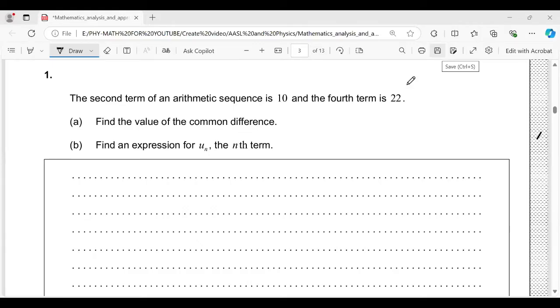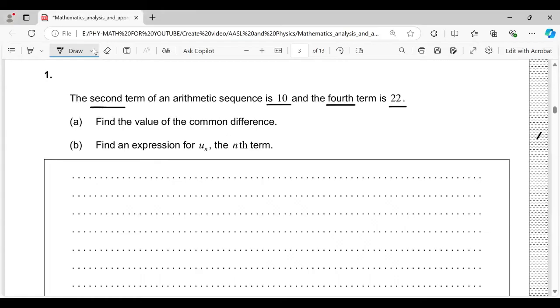Number 1, the second term of an arithmetic sequence is 10, and the fourth term is 22. Find the value of the common difference. B, find an expression for un, the nth term.